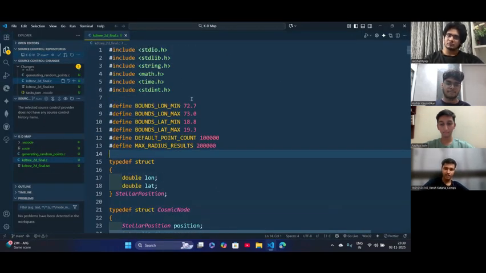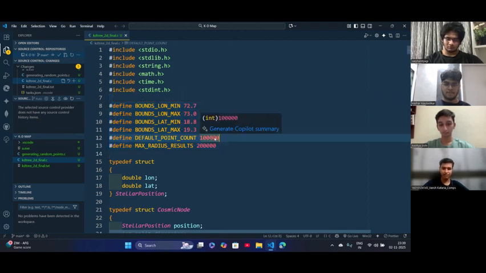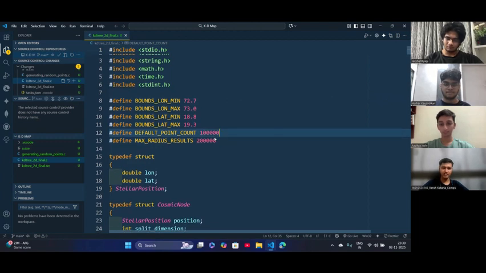Here, we include all the required libraries, and here, if you don't provide any CSV file input or anything else, it will create data based on this. Like the basic minimum longitude will be this, and we will create 1 lakh points from this. And the radius of this result should be this. This will be the default if you don't provide anything else.